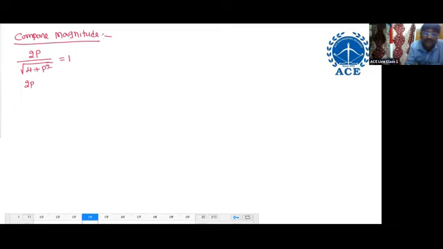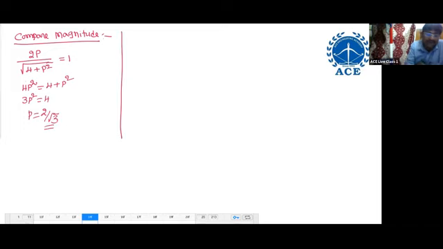Cross multiply it and then solve. 4p square equal to 4 plus p square. Then 3p square equal to 4. P equal to 2 by root 3. That's all. This is the answer.